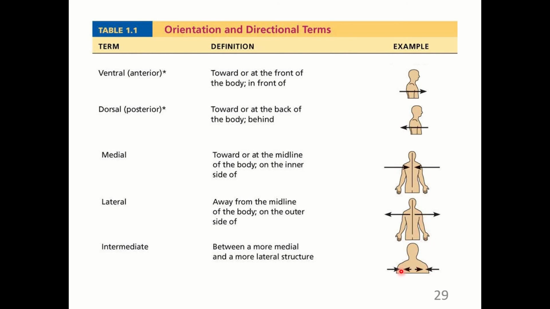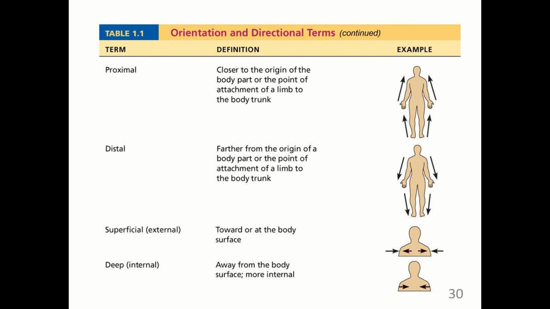Sometimes you will see the term intermediate or para, and that will mean between a more medial and a more lateral structure. When using proximal and distal, it refers to the point of attachment. And therefore, in anatomical position, proximal and distal will be best used on the upper and lower limbs. As the structures move towards the shoulders and hips, they are more proximal. As they move more towards the fingers and toes, they are distal.